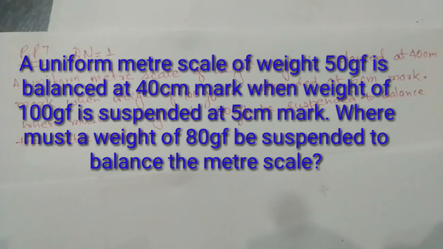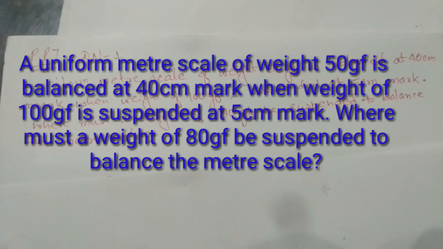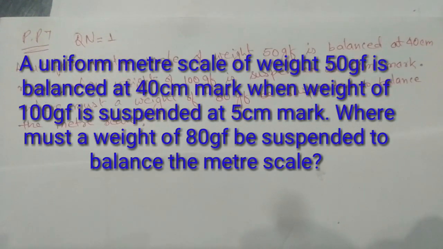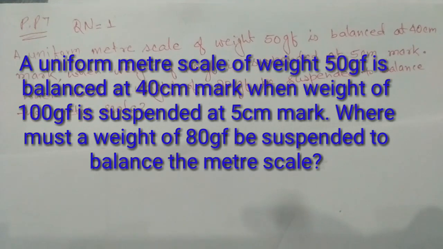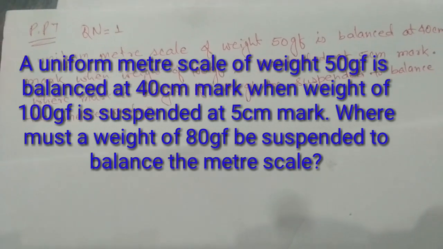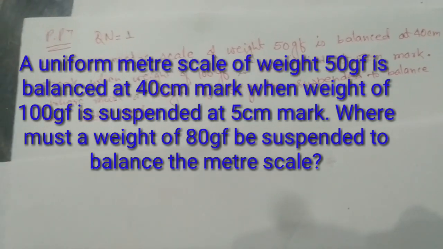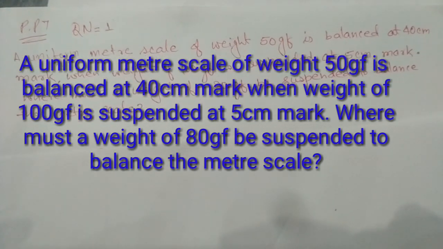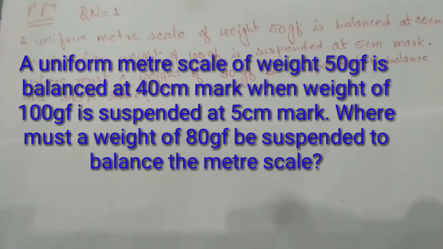Another question, practice problem 7, question number 1. The question is: a uniform meter scale of weight 50 gram force is balanced at the 40 centimeter mark when a weight of 100 gram force is suspended at the 5 centimeter mark. Where must a weight of 80 gram force be suspended to balance the meter scale?